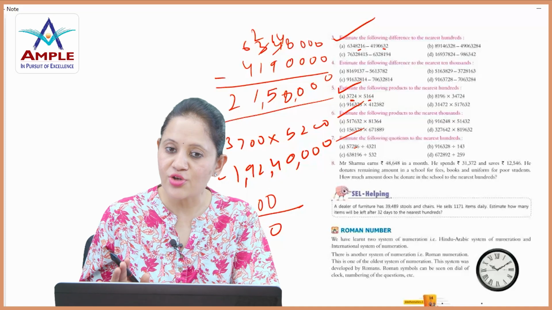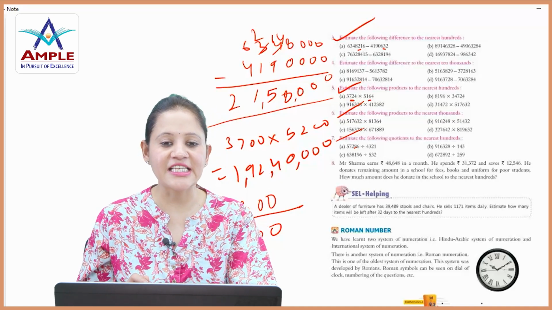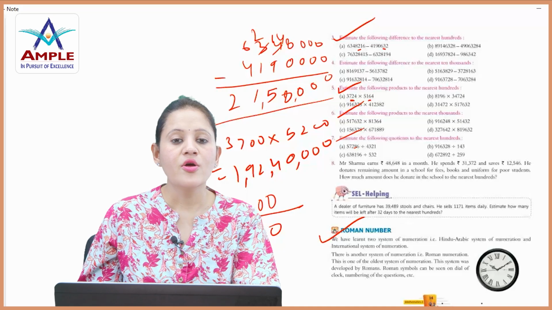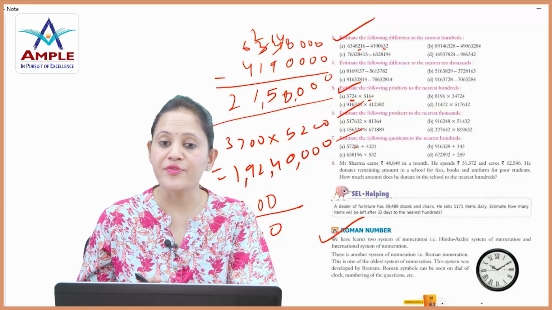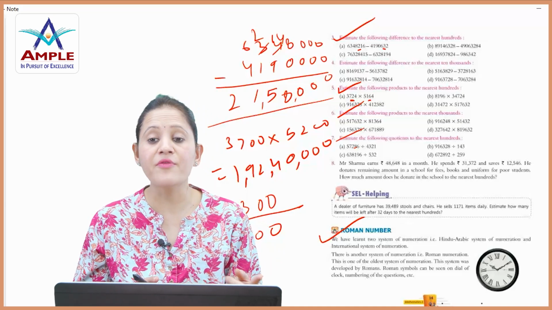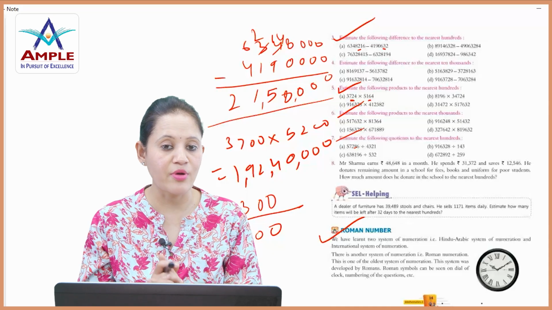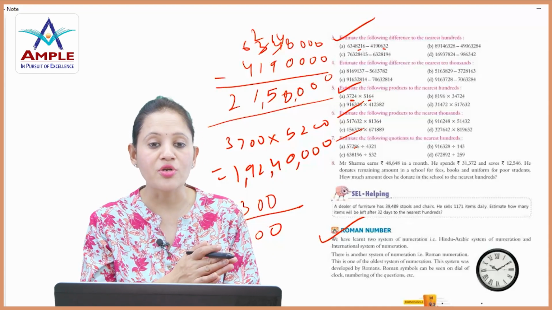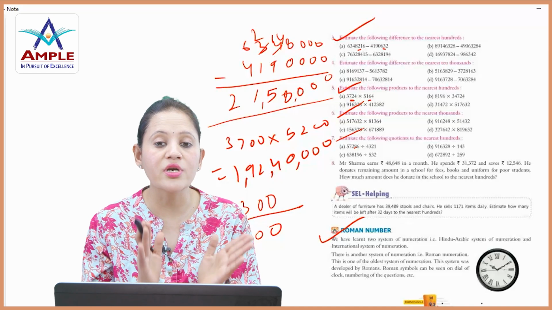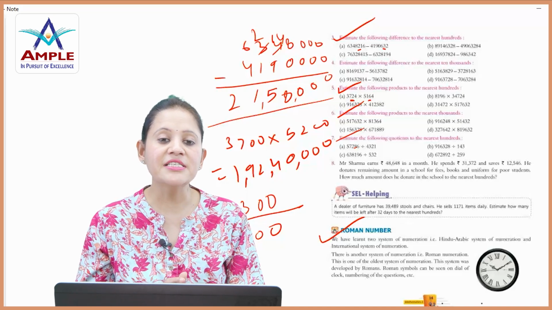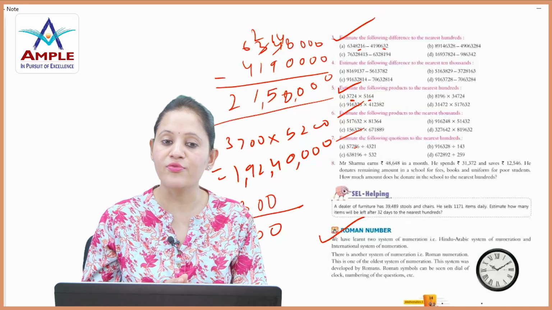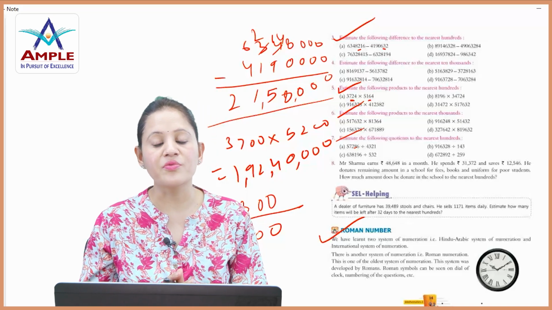So you have to practice all the questions of this exercise. Next is Roman numbers. We have learned two systems of numeration, the Hindu-Arabic system of numeration and the international system of numeration. So there is another system of numeration, that is Roman numeration. This is one of the oldest systems of numeration. This system was developed by the Romans. Roman symbols can be seen on the dial of a clock, numbering on the questions, etc.